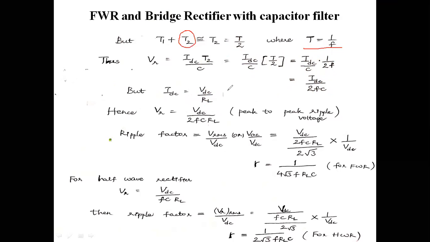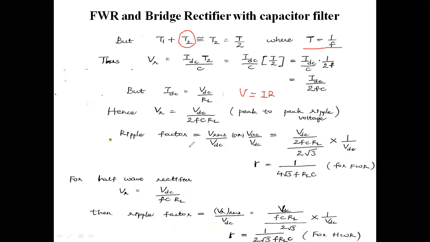From the simple formula V is equal to IR, I get Idc is equal to Vdc by RL. Hence, I am going to substitute Vdc by RL in place of Idc in the term Vr. That is Vr is equal to Vdc by 2fC RL. That is the peak to peak ripple voltage.